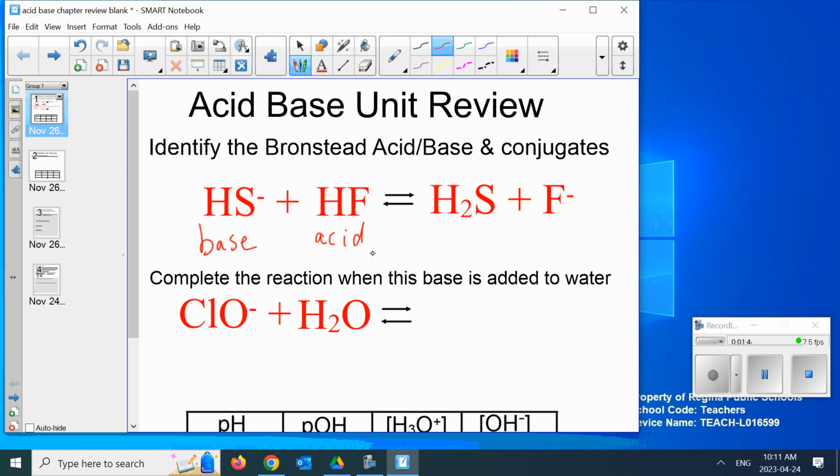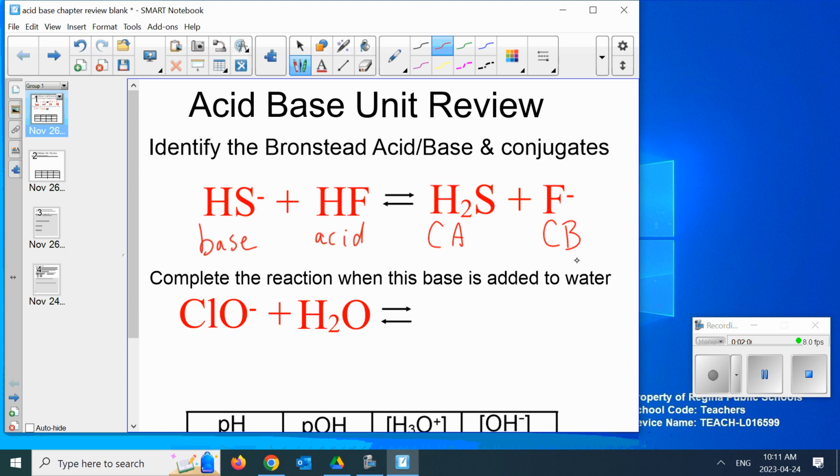And then HS negative, when it accepted the H, it became H2S. I'm going to put Ca for conjugate acid. Sorry, I said C. The base always becomes a conjugate acid. The acid, HF, becomes the conjugate base.